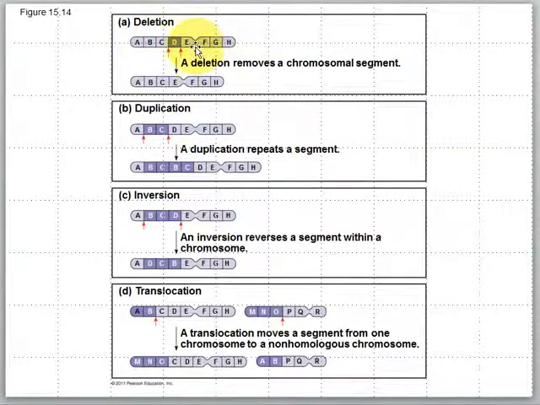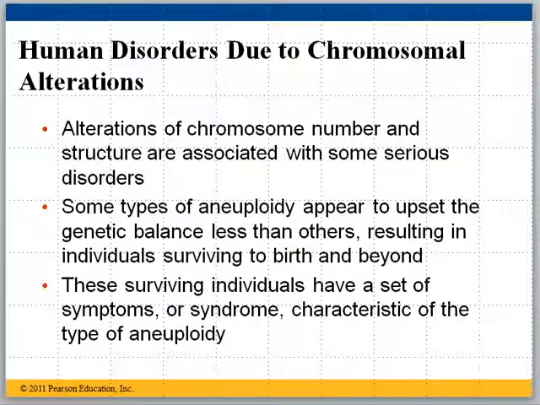So large deletions are usually lethal. That's usually going to cause the death of the developing organism. But some of these other changes can also cause either the death of the developing organism or the possibility of different problems down the road. The last thing we want to look at is some of the human disorders that are caused by these alterations of your chromosomes.